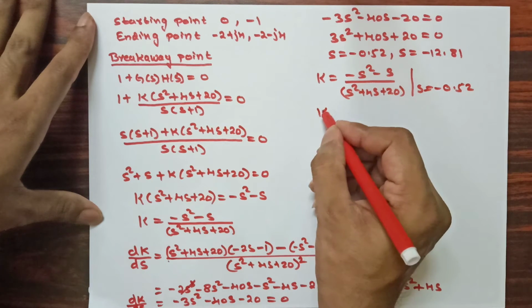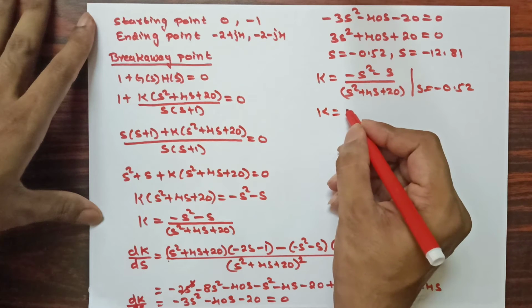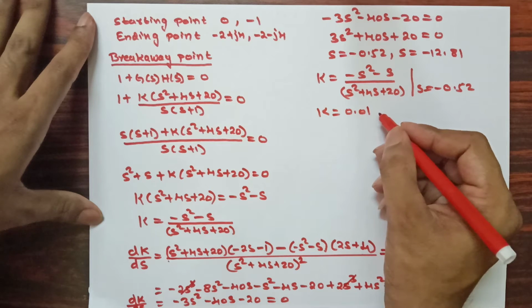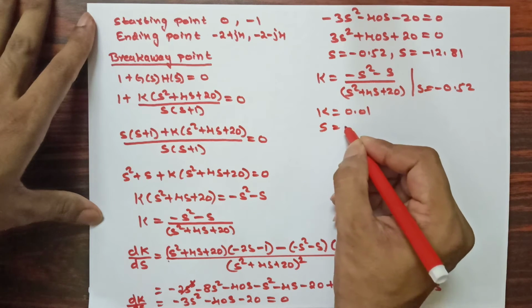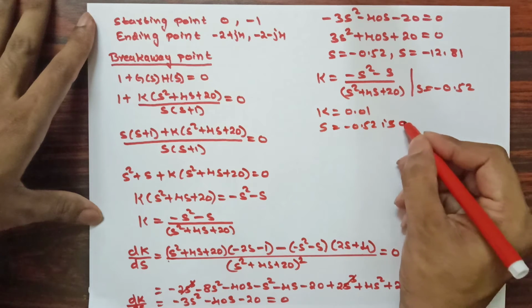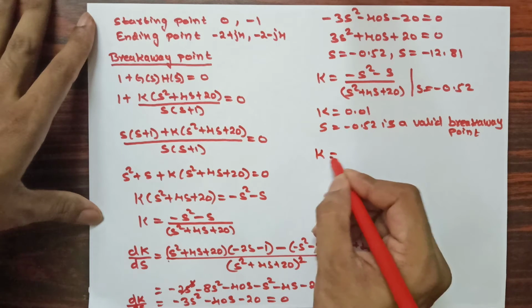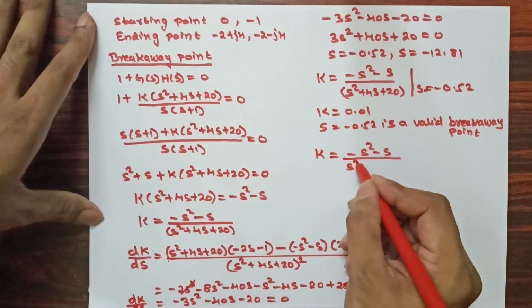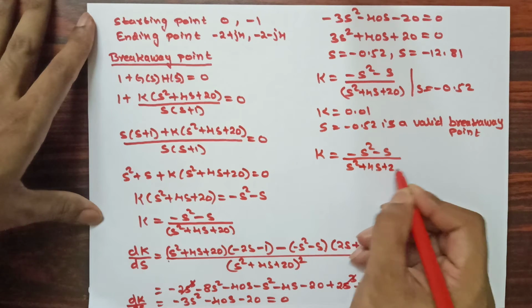For this I am getting k equal to 0.01, that is a positive value. Therefore s equal to minus 0.52 is a valid breakaway point. Next I am going to check the second value, k is equal to minus s square minus s divided by s square plus 4s plus 20.